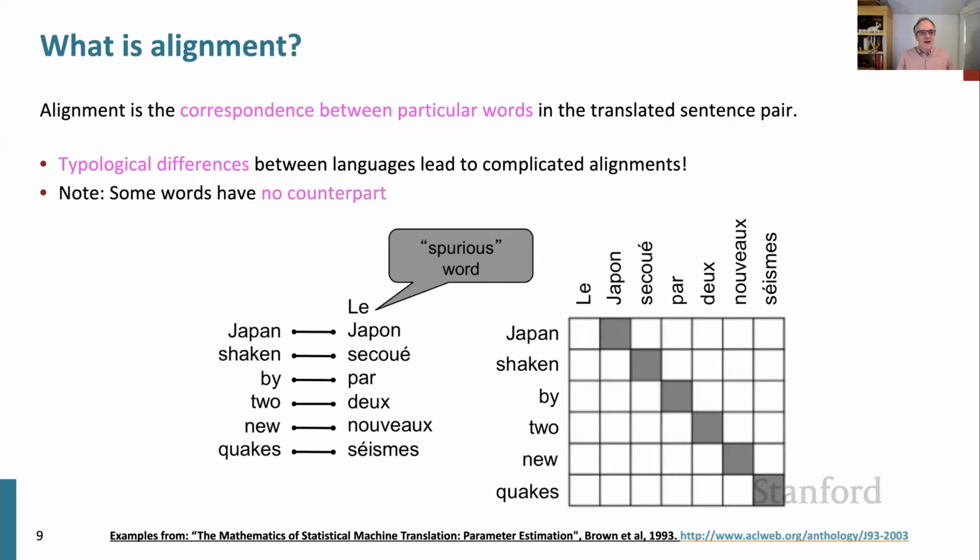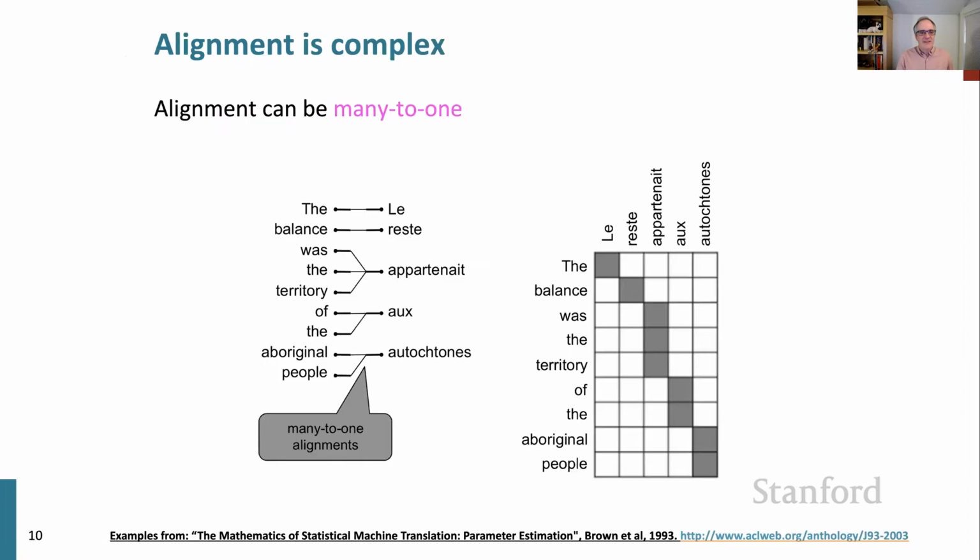So you can have words that don't get translated at all in the other language. So in French, you put a definite article, the, before country names like Le Japon. So when that gets translated into English, you just get Japan. So there's no translation of the. So it just goes away.